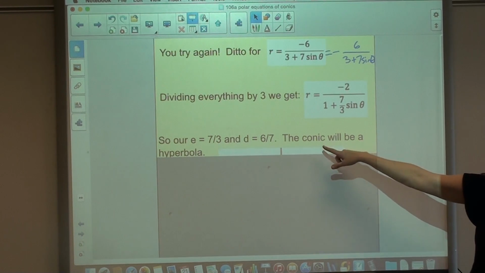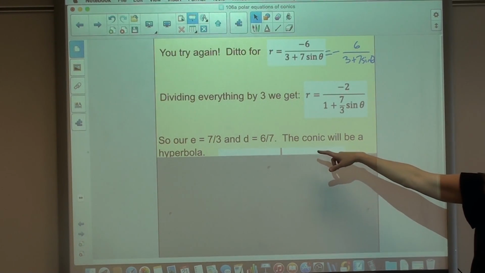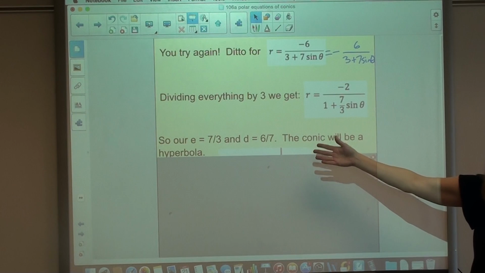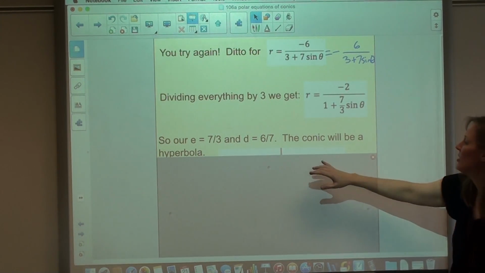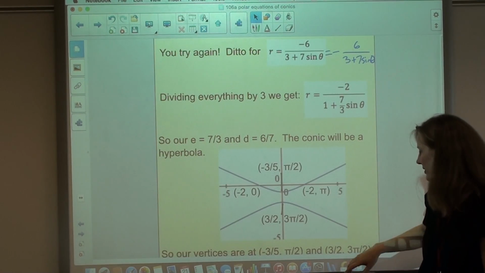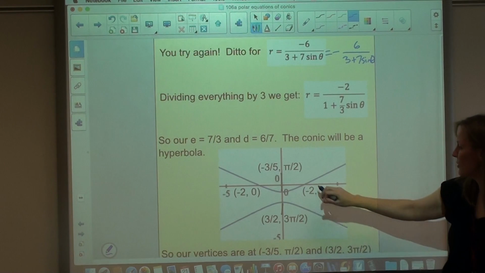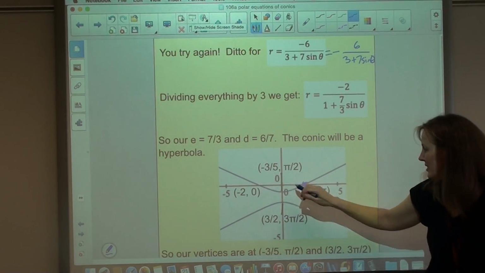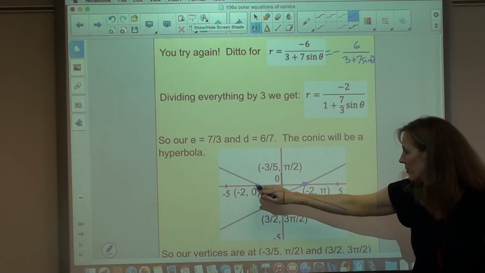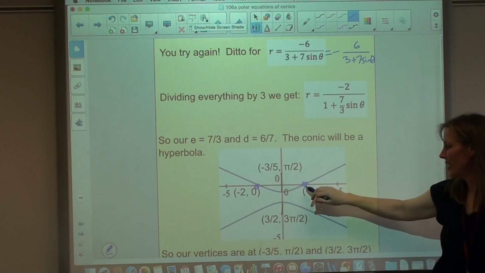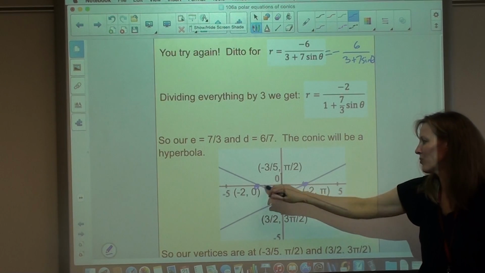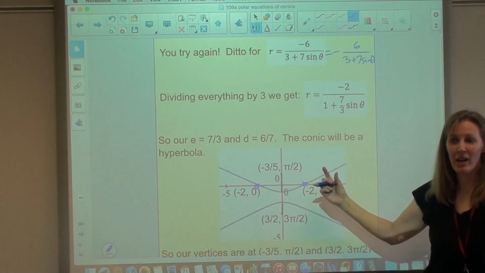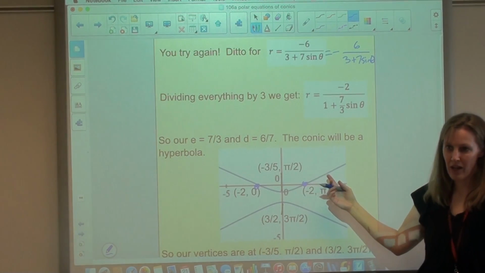The conic is a hyperbola. How do we know it's a hyperbola? Because E is greater than 1. Okay, so when you plot your 4 points, the points that you actually get are 0, -2, and pi, -2. So it reverses those two, which actually has no relevance at all on the graph.